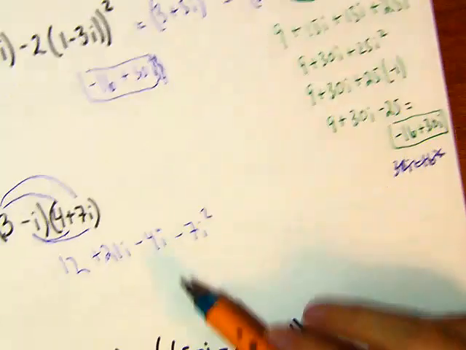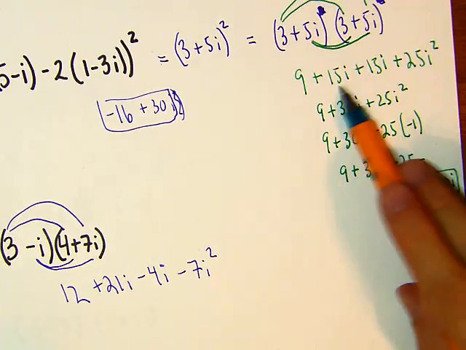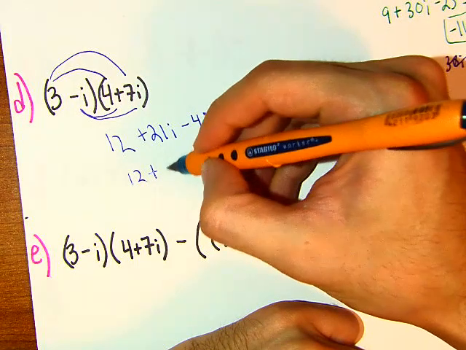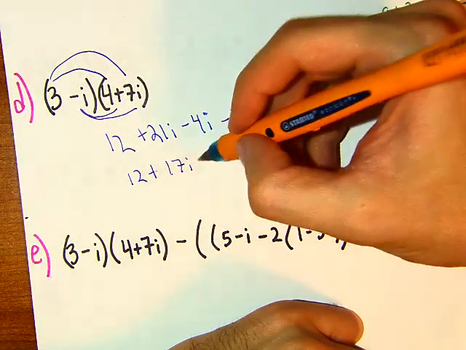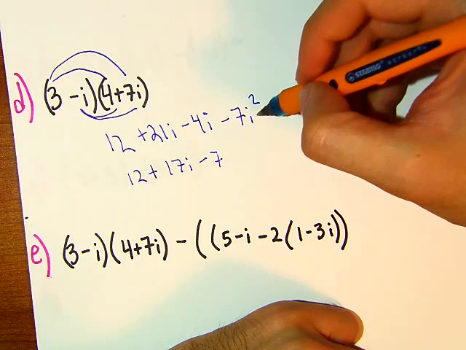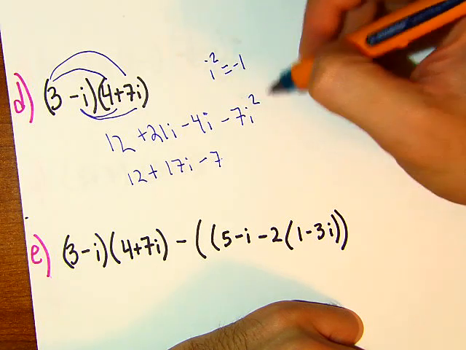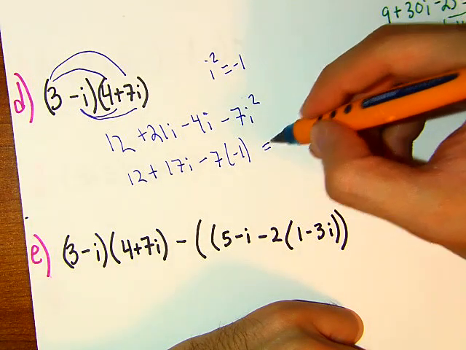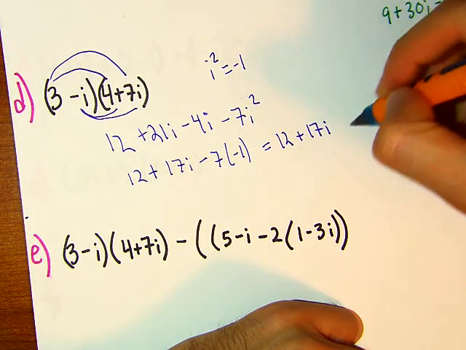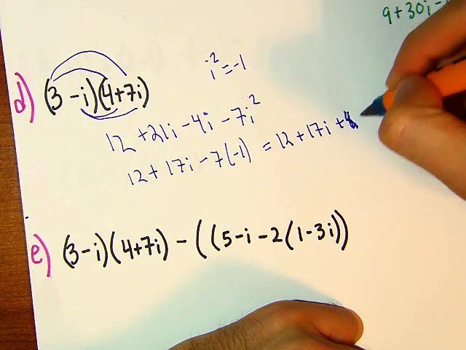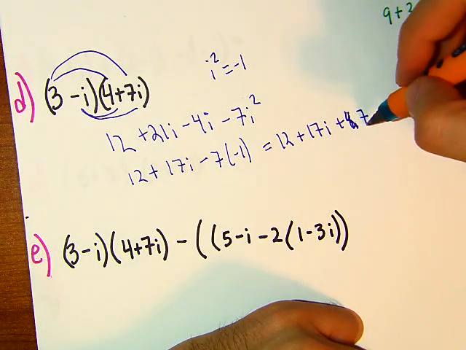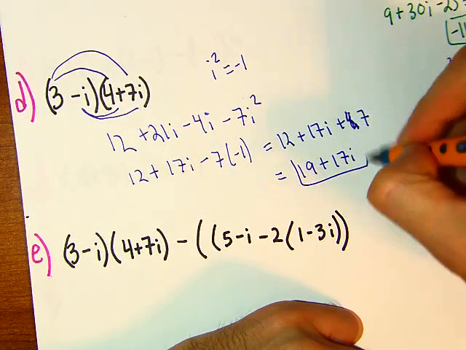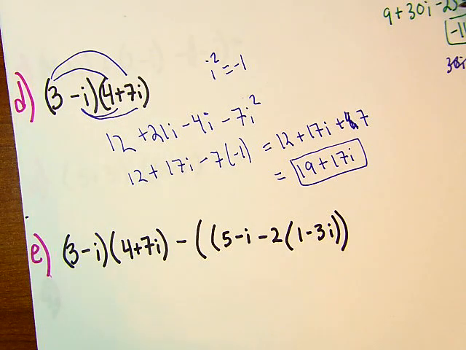It's kind of similar to what we're doing here. We're going to combine the two middle terms together. So that becomes 12 plus 17i and minus 7. Remember, this i squared is equal to minus 1, so this is times a minus 1. And this is equal to what? 12 plus 17i plus 7. Okay? And now here this becomes 19 plus 17i. And that is it.